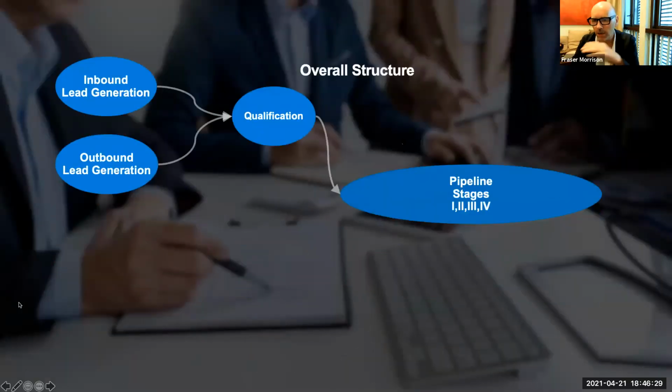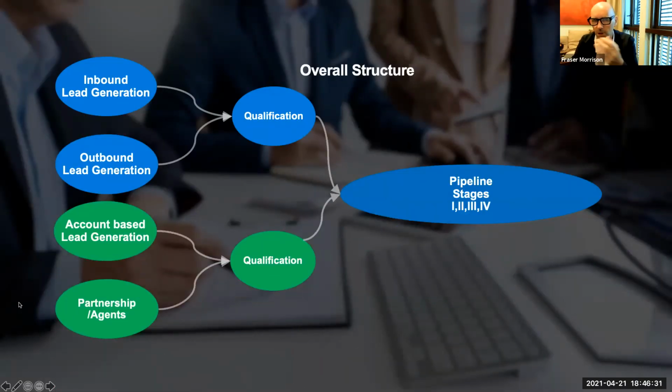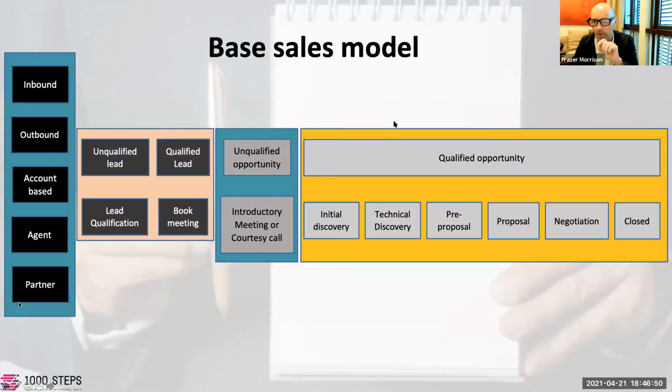So if we look at a simplified structure in the sales model, you've got the start of the process: inbound lead gen, outbound, account-based marketing, partnerships, agents. You've got that qualification piece that sits in the middle, and then we step into the pipeline. Okay, so the management of a pipeline is really what we're going to address today. I don't think there are many marketing people in the room today.